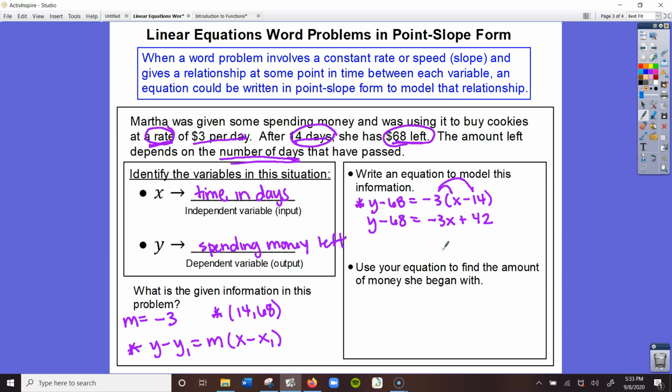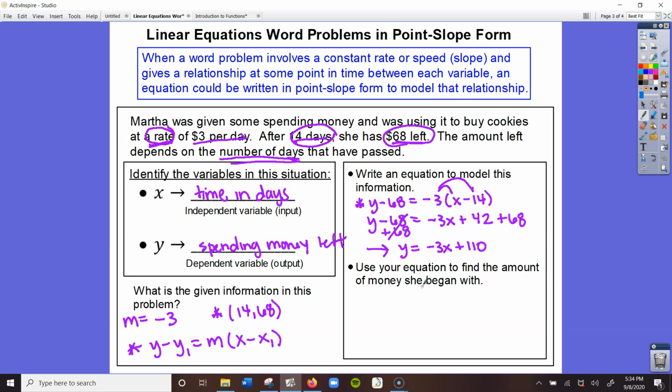Your second and final step would be to isolate the y by either adding or subtracting whatever is next to it. Since we have a -68, I'm going to have to add the 68 in order to get the y alone. Once I do those 2 steps, you have the equation in slope-intercept form, which would be y equals -3x plus 110.